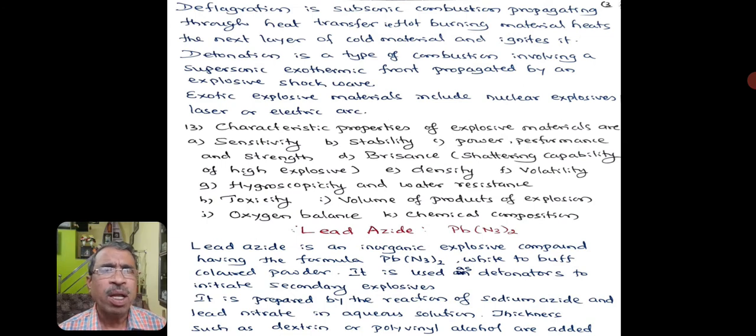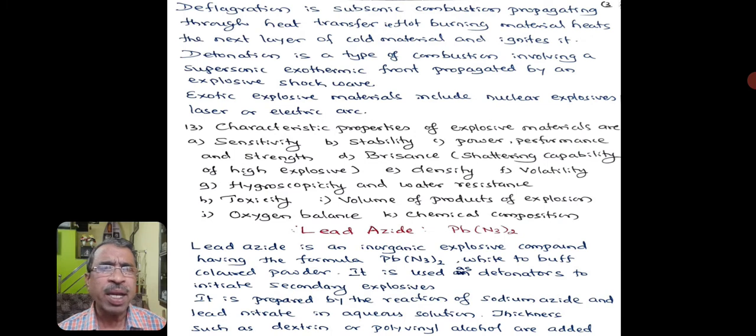For example, lead azide. Lead azide is a primary explosive. Its formula is Pb(N3)2. Lead azide is a buff colored powder. It is used as a detonator to initiate secondary explosives. That's why this is a primary explosive. This primary explosive is used as an explosive material to ignite secondary explosives.